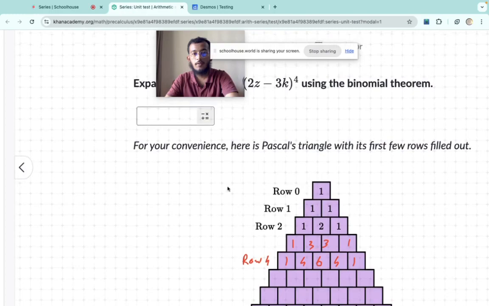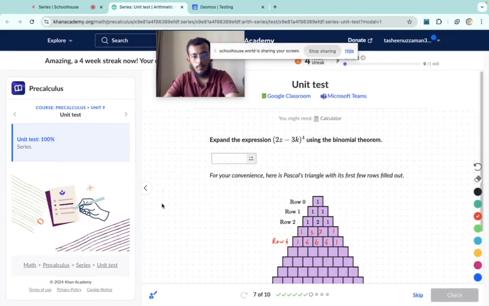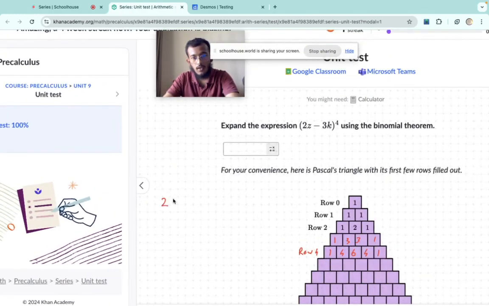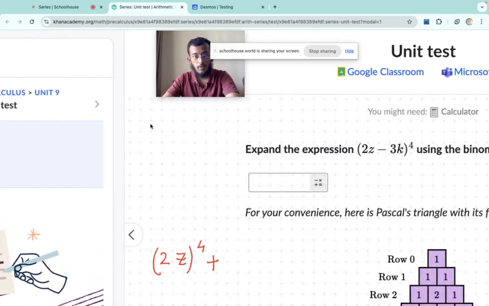And the first term will be 2 times z to the power 4 and plus. Okay, since we have got a minus, a little trick: we will do 2z plus, and we will take negative 3k in bracket, and we include the minus with the b term, with the second term, negative 3k, and there we go, to the power 4.